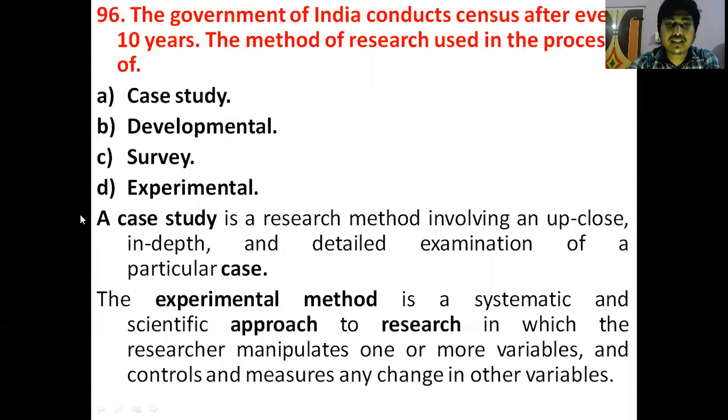So what is case study research? Case study is a research method involving an up close, in-depth research or detailed examinations of a particular case. Okay, an experimental method is a systematic and scientific approach to research in which the researcher manipulates one or more variables and controls and measures any change in other variables. That means experimental research tests the cause and effect of the two variables. Okay, so our correct answer will be option C, survey.